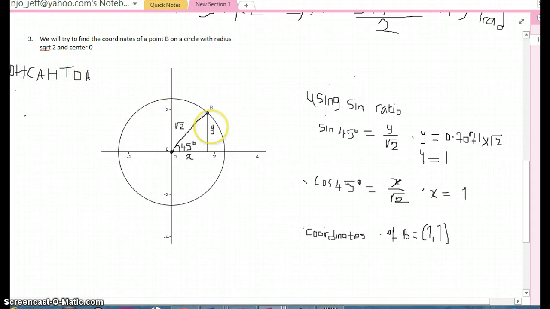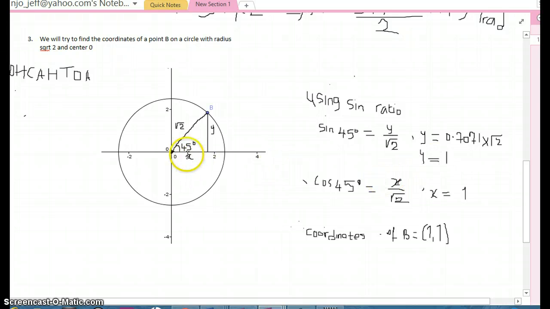Here I want to find the value of y, and I know the longest side is root 2, so the two sides given are y, the opposite, and the hypotenuse, which is OH. So that's sine. So sine 45 is equal to the opposite y over the hypotenuse, which is root 2, that is the radius. Then if we cross multiply, we arrive at y being equal to 1.